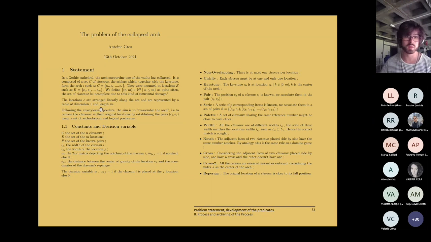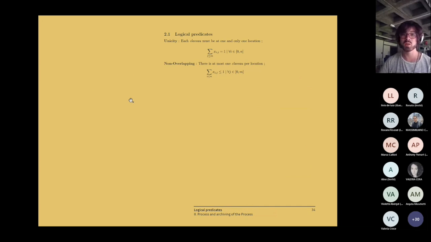On the left, you have the statement, and on the right, you have the predicates. Some of them are quite logical. Each claveau must be at only one location. We are doing an anastylosis, so it's logical to put a claveau at a location, and you can't duplicate the claveau. There is only one claveau when you're on the lapidary deposit.